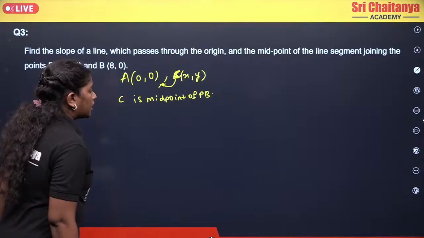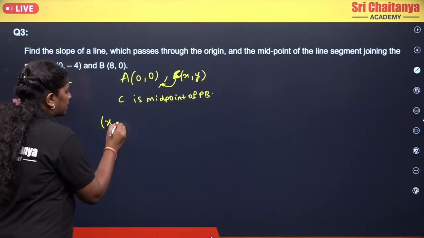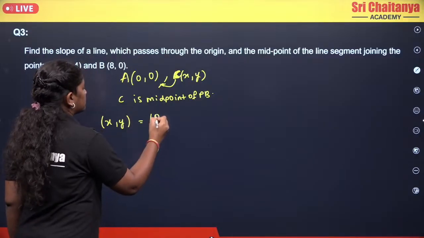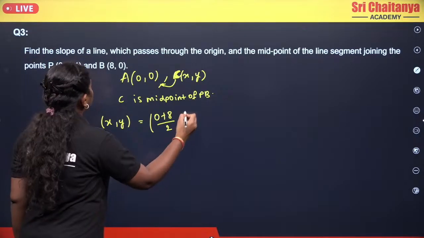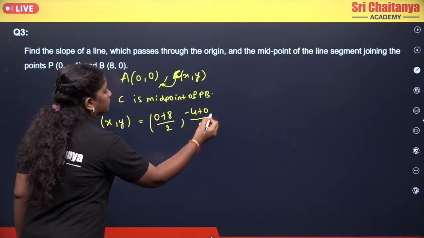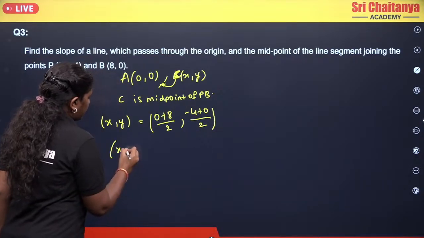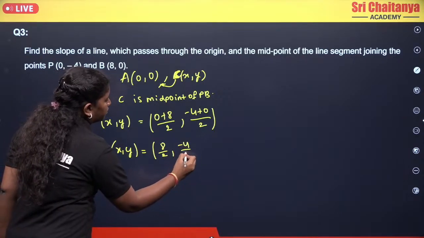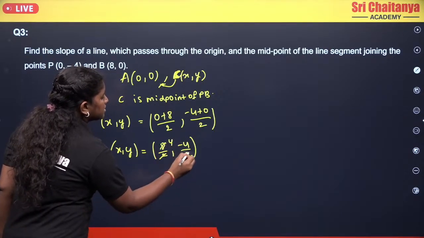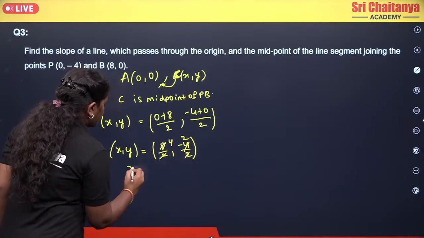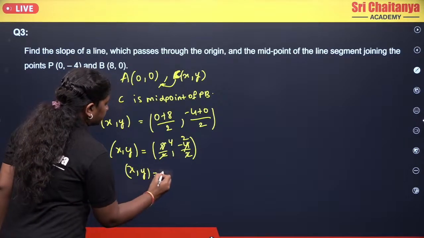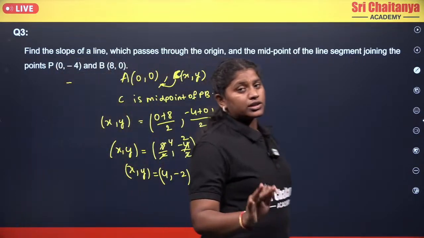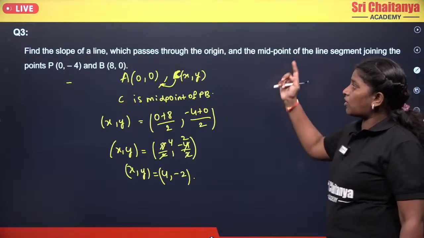PB. Okay. Now we will get the coordinates as x comma y, that is C equals x1 plus x2, which is nothing but 0 plus 8 by 2 comma minus 4 plus 0 by 2. Okay. So now our x comma y values will become 8 by 2 comma minus 4 by 2. Now 2 will cancel 8 for 4 times and 2 will cancel 4 for 2 times. So we got our coordinates as 4 comma minus 2. Okay. Clear?